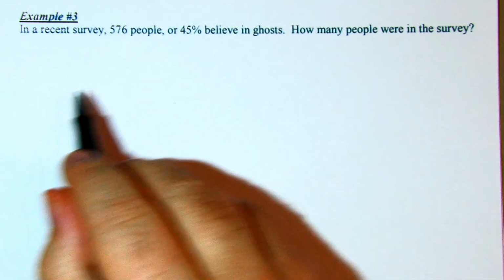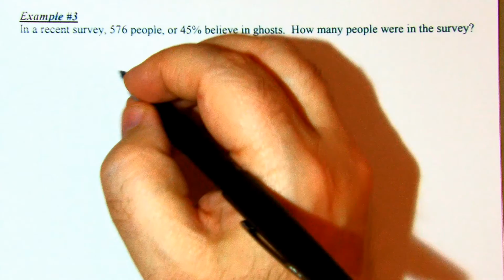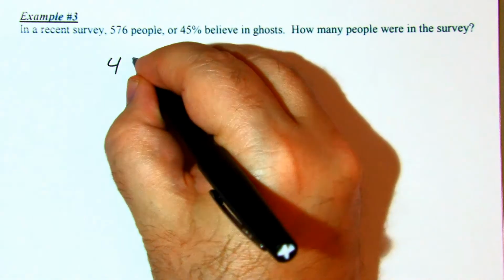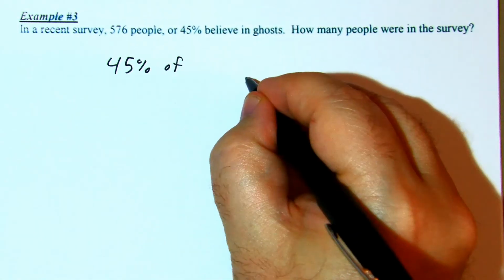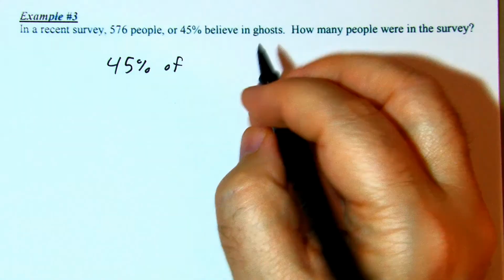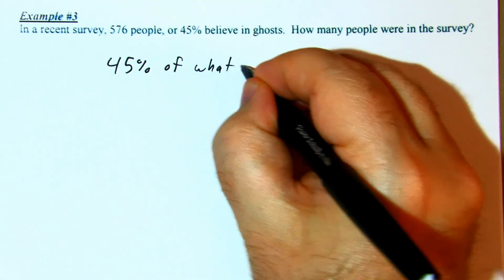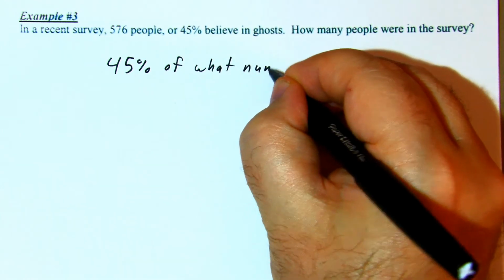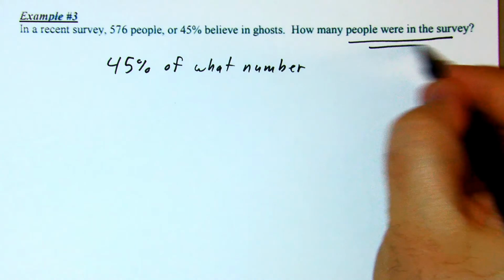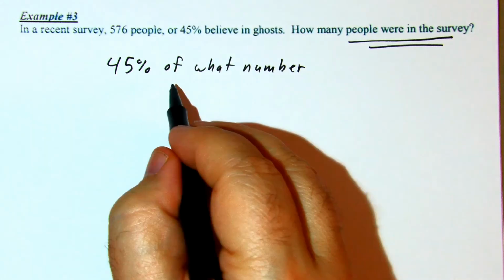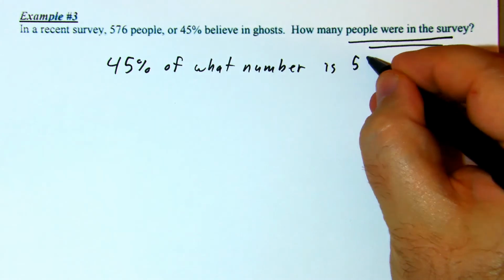So we need to structure a sentence of the type that we've been working with. And one way to do that would be to say 45% of the base is the part, and of what number, because we don't know the base. We're looking for how many people were in that survey. 45% of what number is 576?